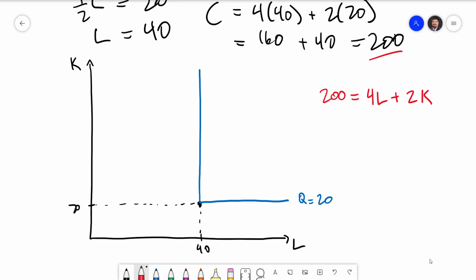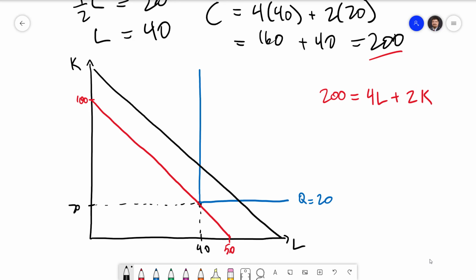As always, I'm going to use the intercepts to graph this thing. For the L intercept, set K equal to 0, so we're going to get 200 over 4 is 50. Be about here. For our K intercept, we have L equals 0, so 200 divided by 2 is 100. That's about here. I'm going to draw a line between these two. Now this needs to go through our cost minimizing point, and it looks like I did a pretty good job with that.